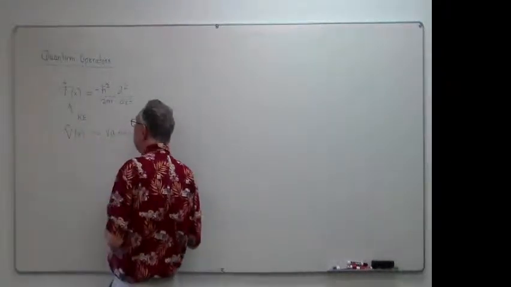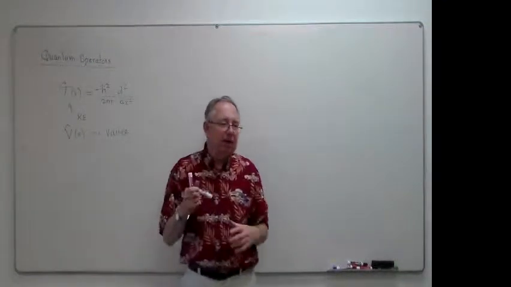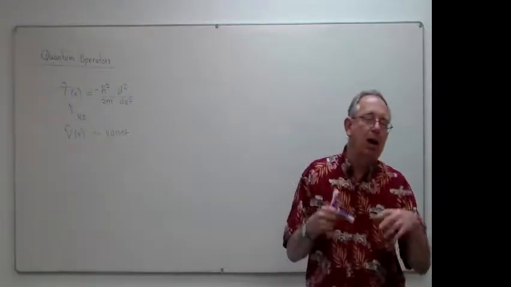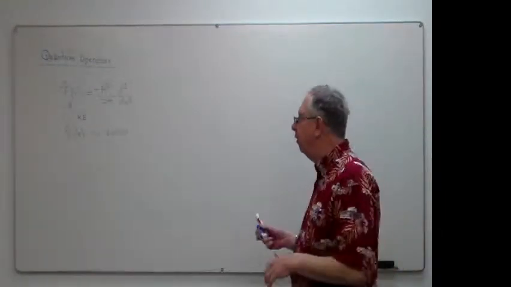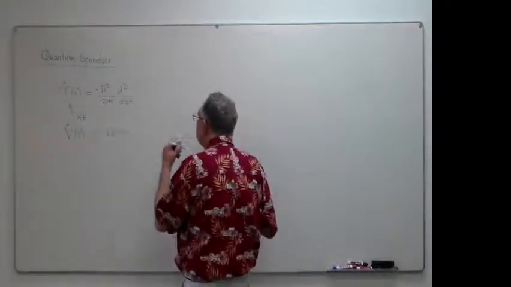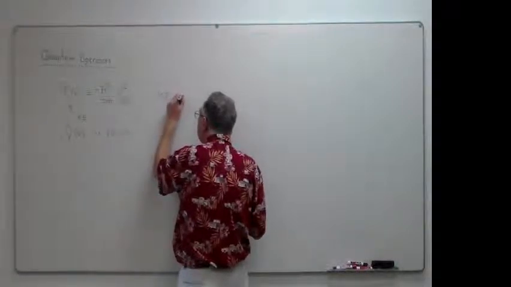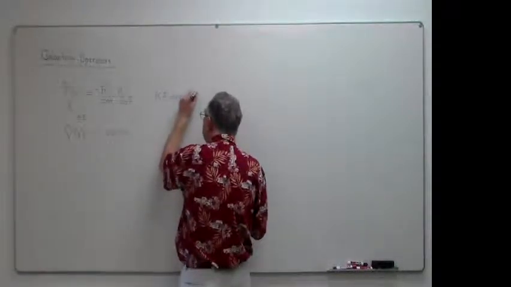The potential energy operator varies. It can be all sorts of things. It can be a constant. It can have this functional form. It can have that functional form. So this is the kinetic energy operator. We'll concern ourselves with one dimension to start with.